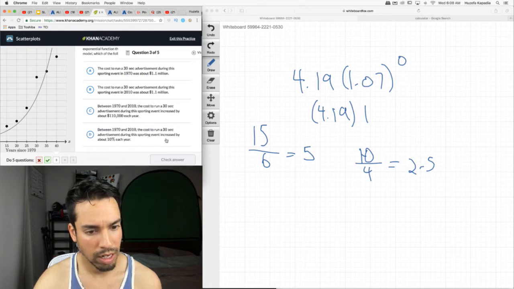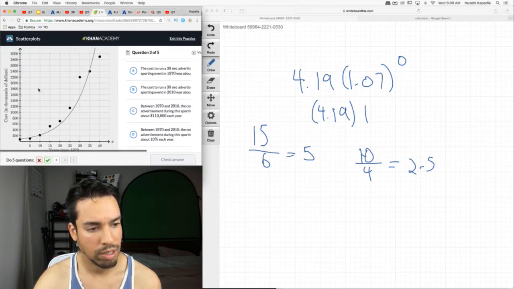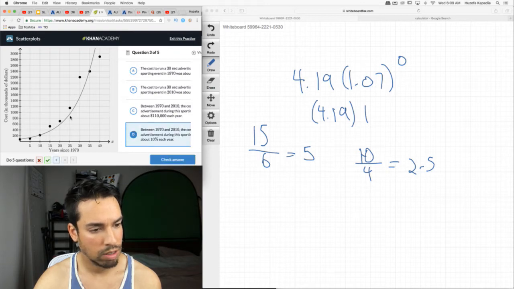The cost to run a 30-second ad sporting event increased by about 10% each year. That makes more sense. So let's see here. So we're talking about 200,000 and then maybe going up there. I feel like this makes the most sense.